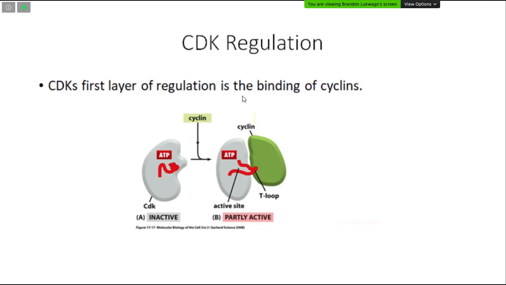You can see from this schematic that a CDK that's not bound to a cyclin is inactive, and once it binds to a cyclin, it's partly active. So it isn't active yet, but it's kind of prepped for when the cell gets to that phase.